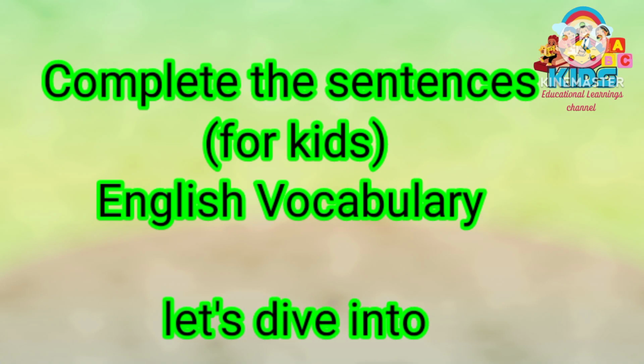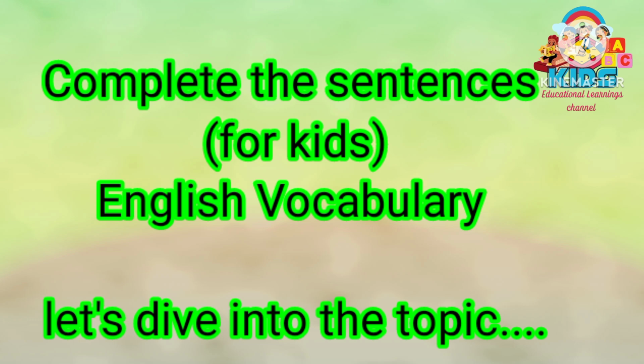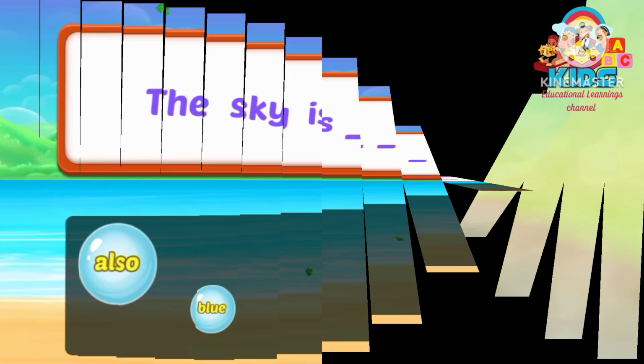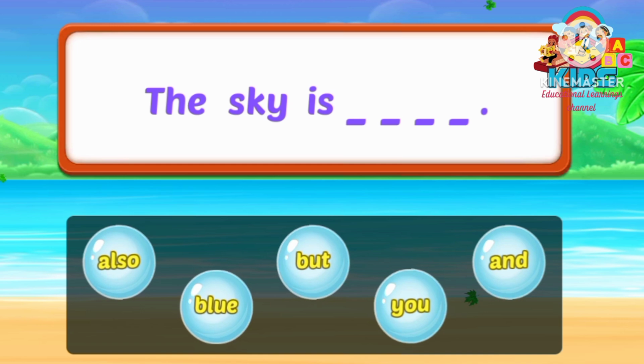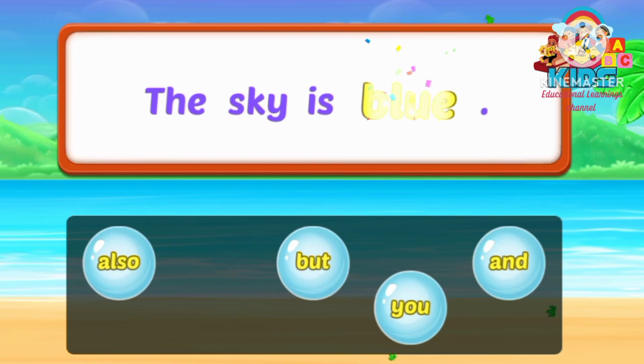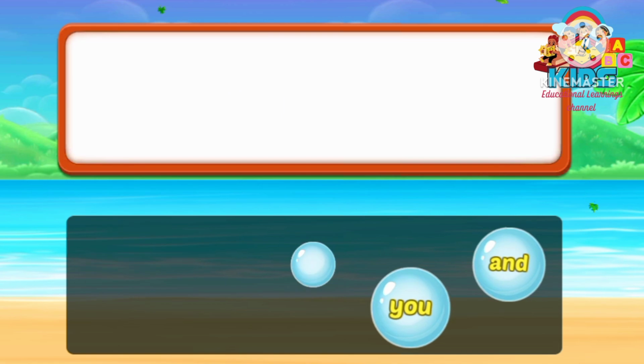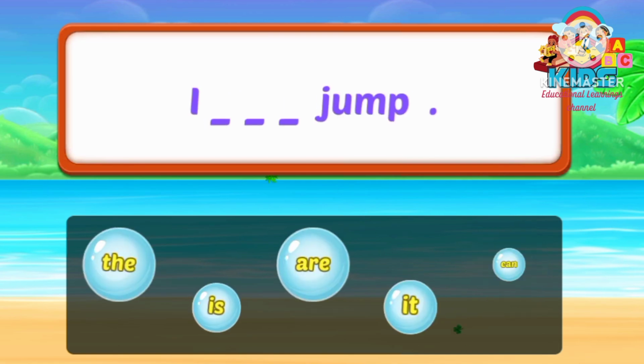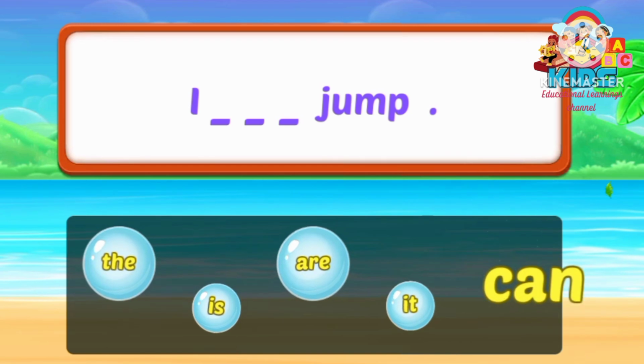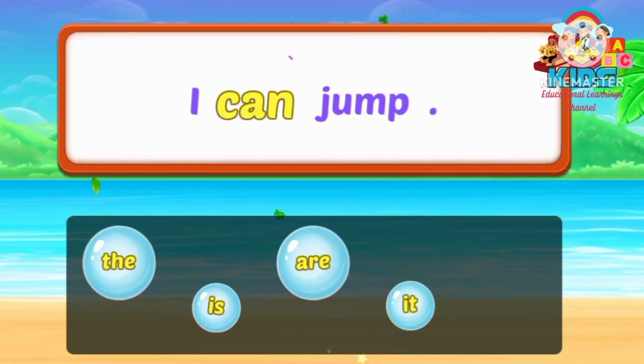Complete the sentences for kids English vocabulary. Let's start. The sky is dash. Blue. The sky is blue. I dash jump. Can. I can jump.